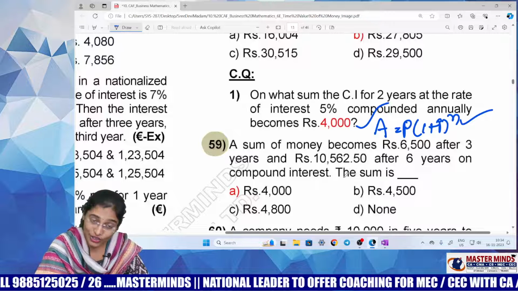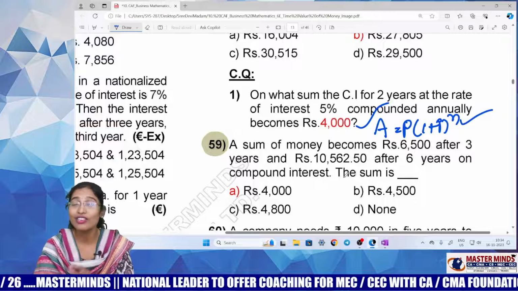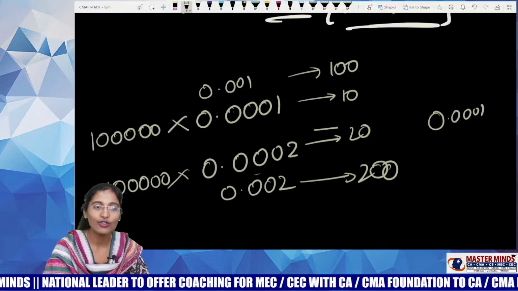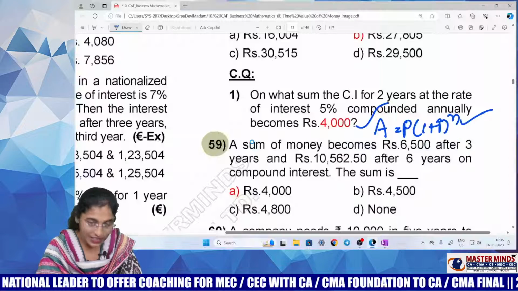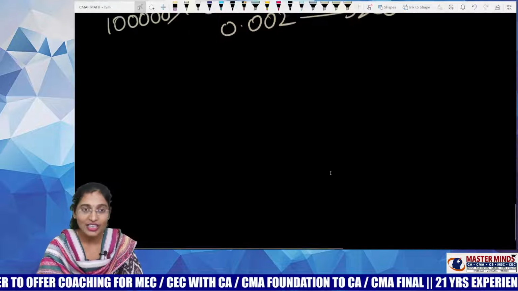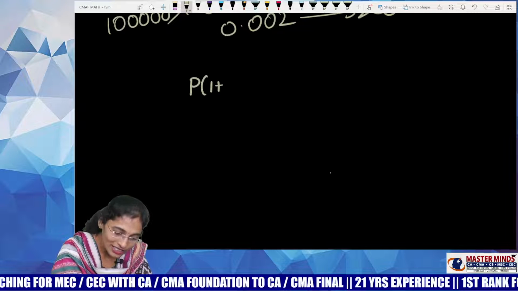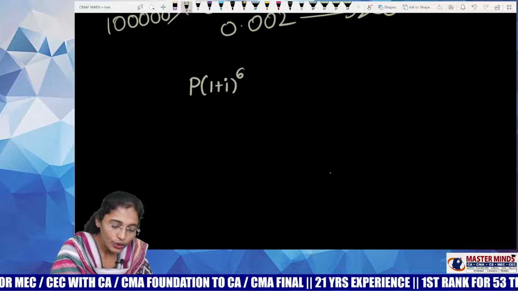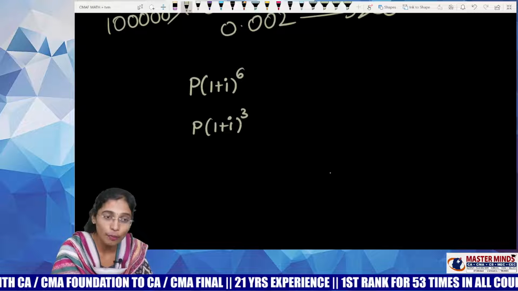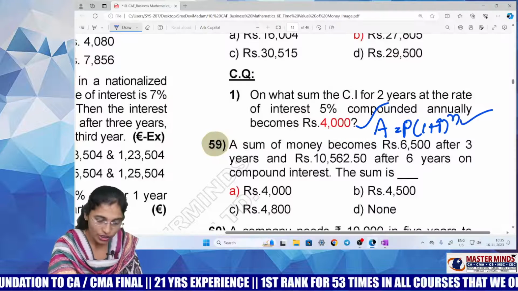Got it? So what I recommend you is to solve this question. So to solve this question, I gave you a simple shortcut. ఎప్పుడైనా మీకు 2 amounts వస్తే, the best way is calculation of ratio of amounts. So he is getting 6,500 after 3 years and 10,562.5 after 6 years. See guys, how I am solving this question. So P into 1 plus i whole power 6 is given to you. P into 1 plus i whole cube is given to you. Amount after 6 years is P into 1 plus i whole power 6. Amount after 3 years is this one. And I already told you to calculate the ratio. Ratio చేయమని చెప్పాను.